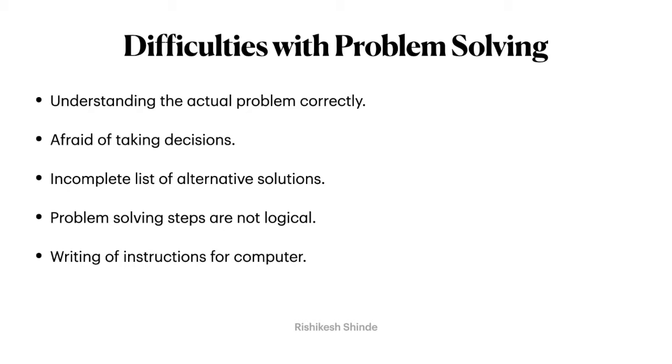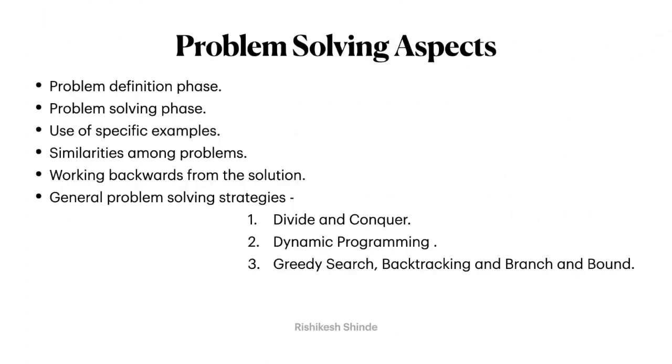And the last one is writing of instructions for the computer. This is similar to the fourth difficulty. When we are programming something, the instructions that we write for the computer should be errorless. This can be a difficulty if the instructions are full of errors, and that will not allow us to solve our problem adequately. These are some difficulties with problem solving. Now let us understand the problem solving aspects. The first problem solving aspect is the problem definition phase.